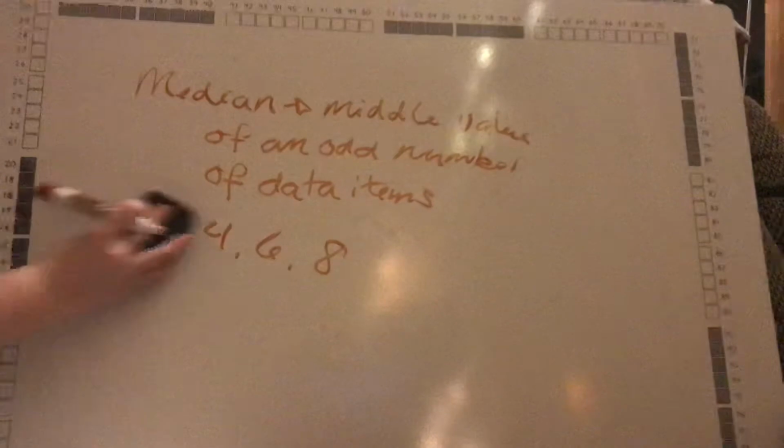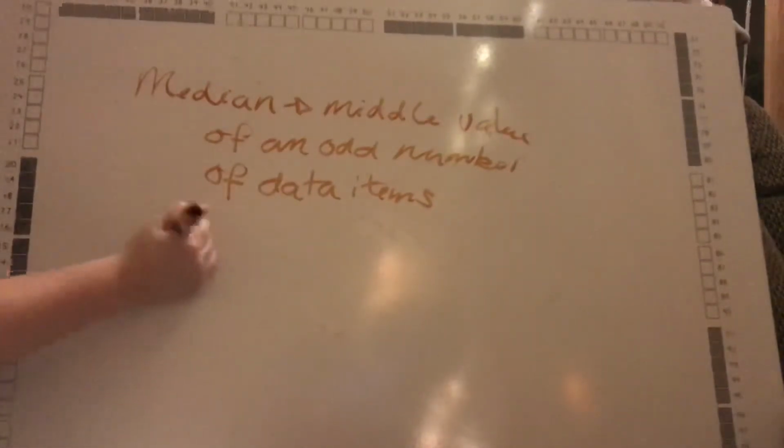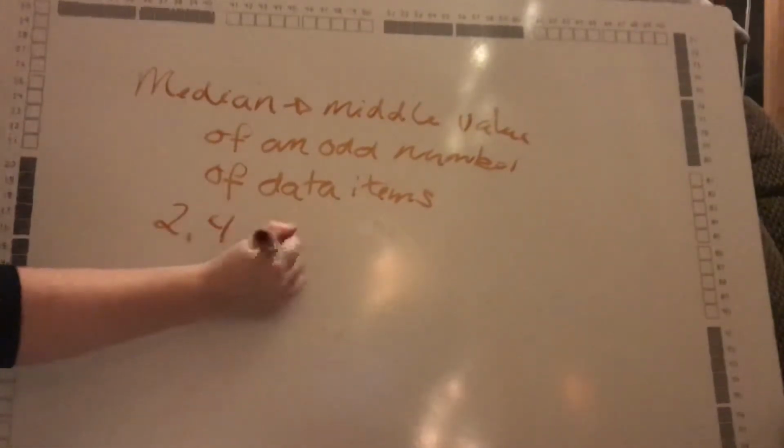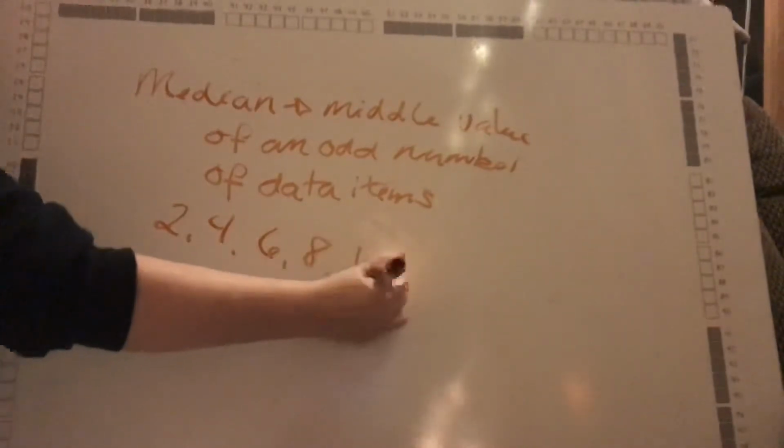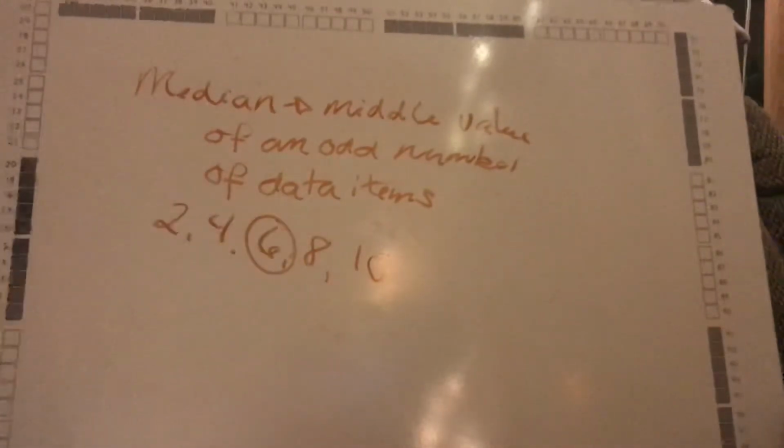Now, let's say we had 2, 4, 6, 8, 10. That number is your median because it is the middle number.